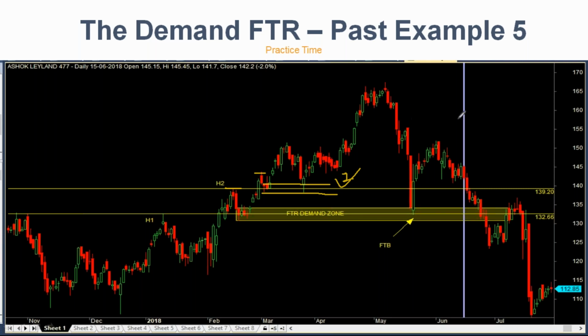Now, according to our swap theory, think about it. This is L1. Price broke down to the bottom, formed L2. Let me redraw. Anybody who thinks this is not an FTR, question me. This is FTR1, this is FTR2. And that FTR also worked.